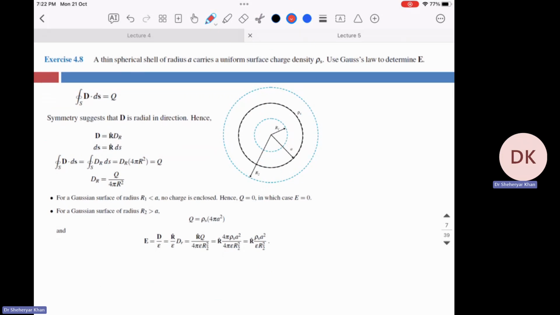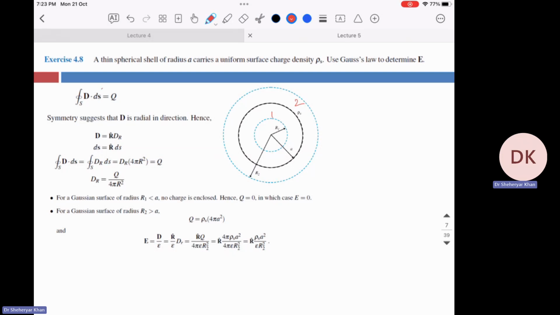We have a spherical shell of radius A. You see, it has a radius A. This black is the shell. Now we have two regions, one and two. One is inside and one is outside. The charge density is rho s. We are asked to find the electric field by applying Gauss's law.